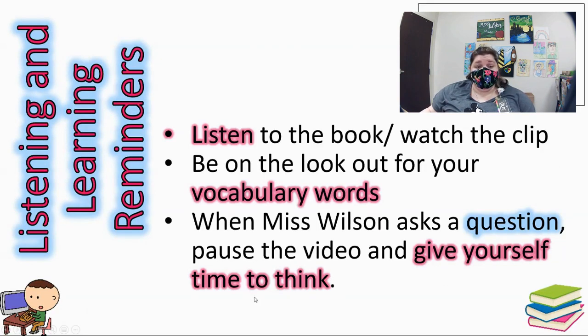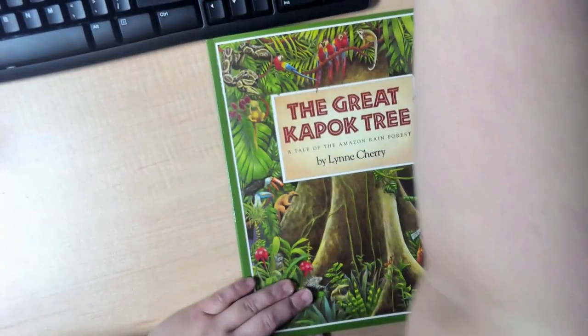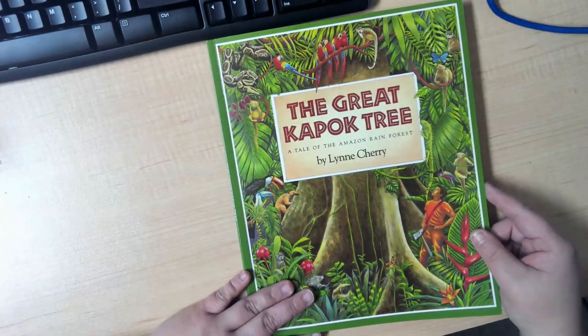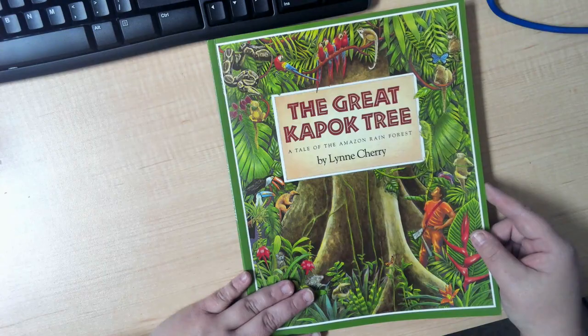Listening and learning reminders. Listen to the book or watch the clip. Be on the lookout for vocabulary words. When Ms. Wilson asks a question, pause the video and give yourself time to think. Let's get started with our read aloud. The Great Kapok Tree, A Tale of the Amazon Rainforest by Lynn Cherry.